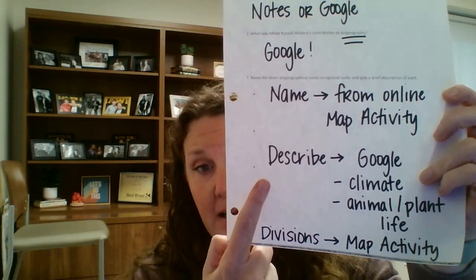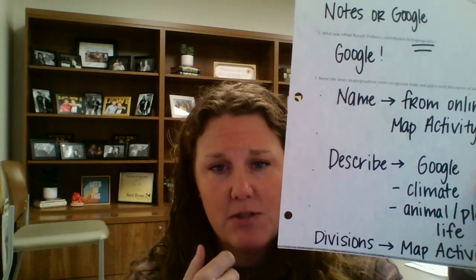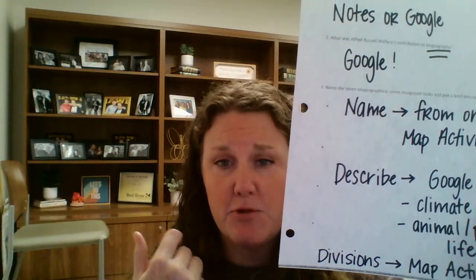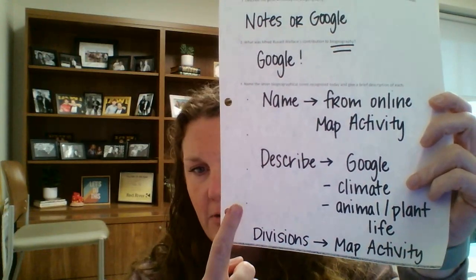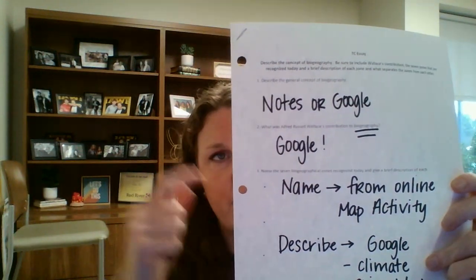Once you get the 7 names, you can Google them. And so one of them is going to be climate. So just kind of give a general idea of temperature, precipitation. And the other thing that you need to include in your description is the animal and plant life. So maybe just pick some examples of animals and plants that you would find living there. So once again, pretty simple.